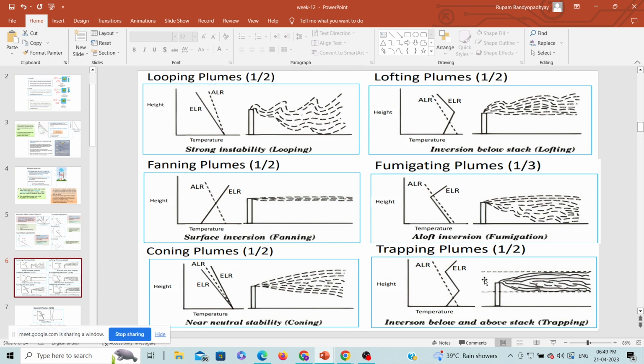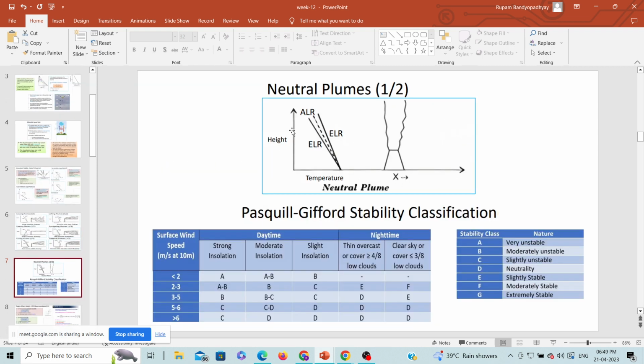Okay, and next is the trapping plume. In trapping plume, there is an inversion layer both below and above the stack height. Below this line an inversion layer is there, and above this line an inversion layer is there. No dispersion will occur in these two regions, and the plume will be trapped in between. So this is trapping plume. Next is neutral plume. Neutral plume is when both the lapse rates are equal. Then the plume will look like this, going straight up.